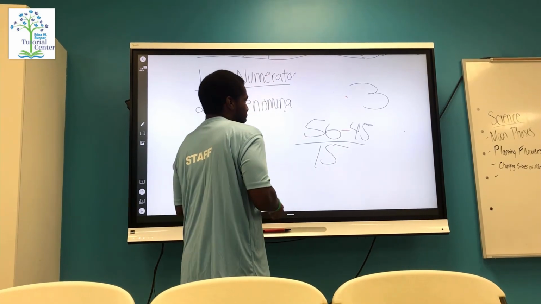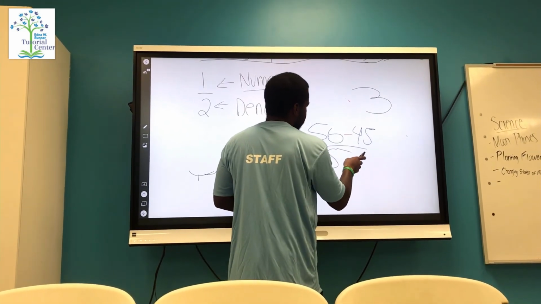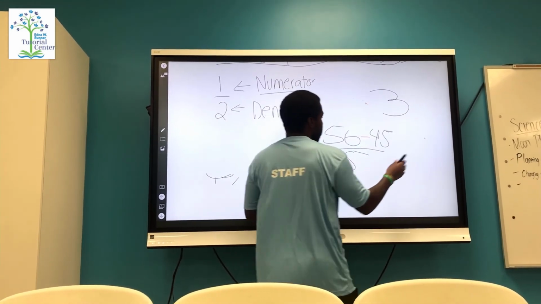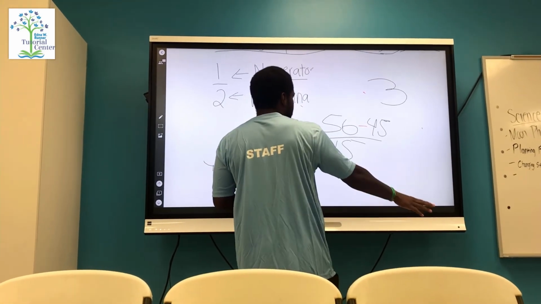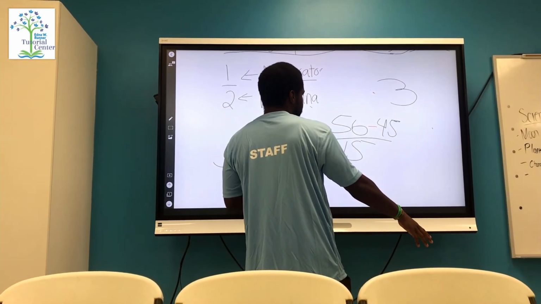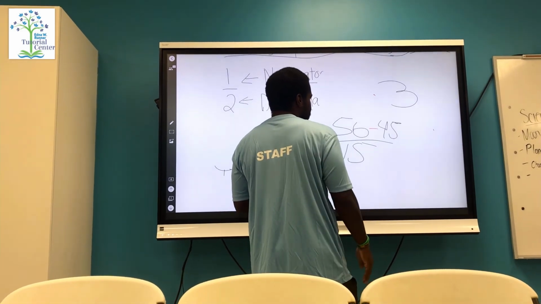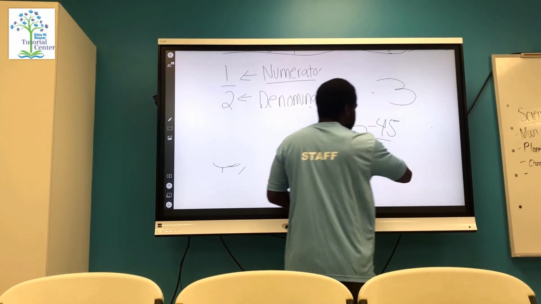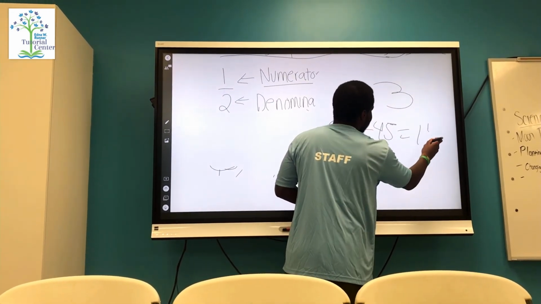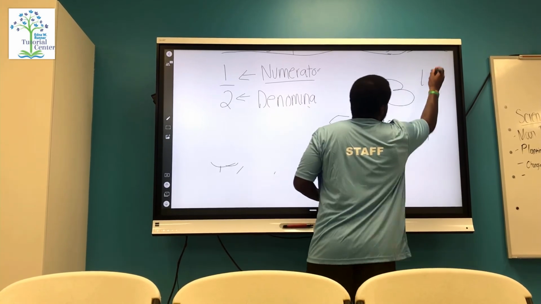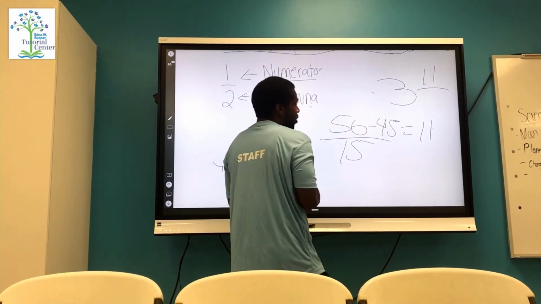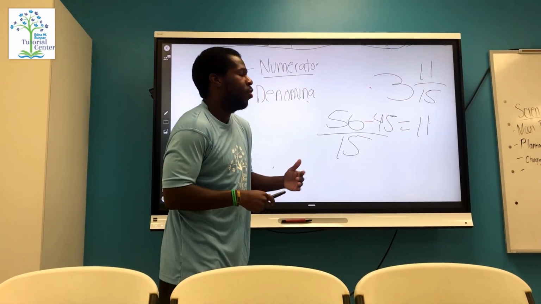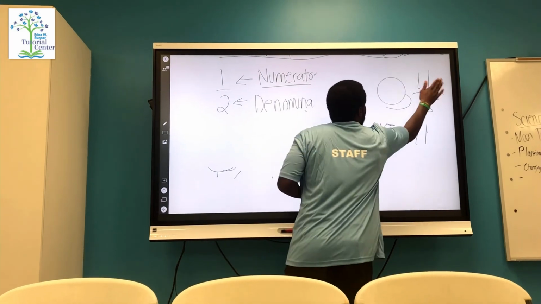56 minus 45, what is that, ladies and gentlemen? I apologize, it's 11. 56 minus 45 equals 11. So my numerator would be 11, and the denominator stays the same, which would be 15. So after I simplify that, that would be 3 and 11/15.